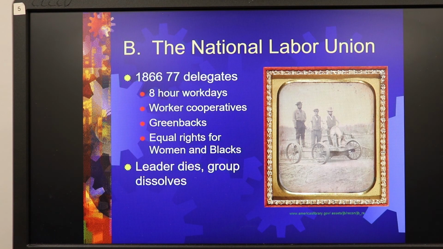The National Labor Union. Now in 1866, 77 delegates from the National Labor Union wanted 8-hour workdays, they wanted worker cooperatives, greenbacks, and they wanted equal rights for both women as well as African Americans. Everything was looking good, but the leader died and the support for the movement faded away.